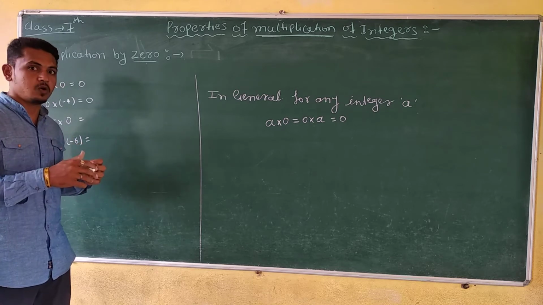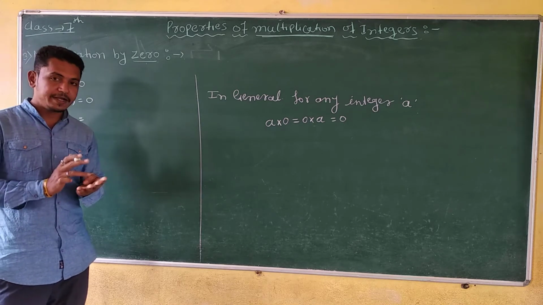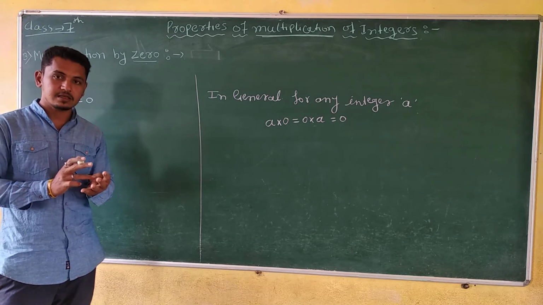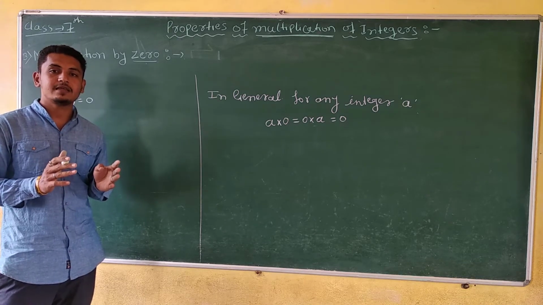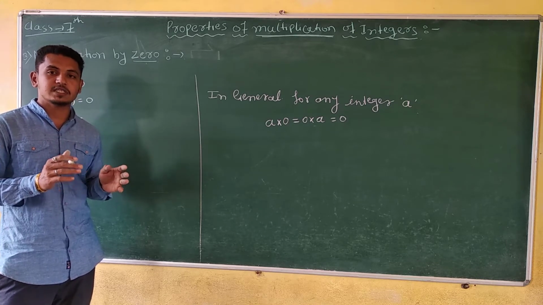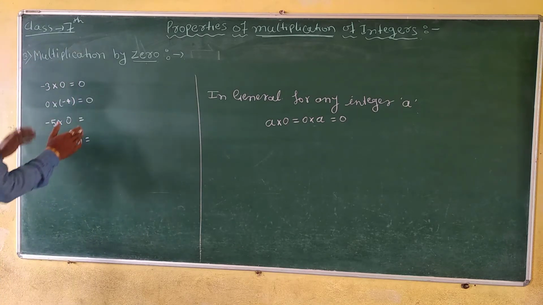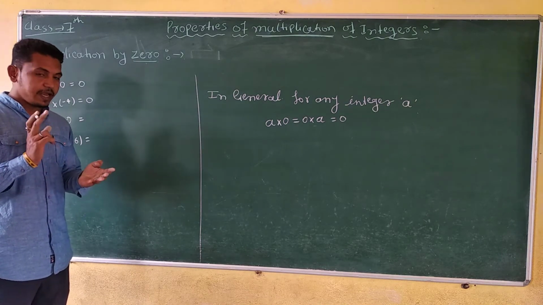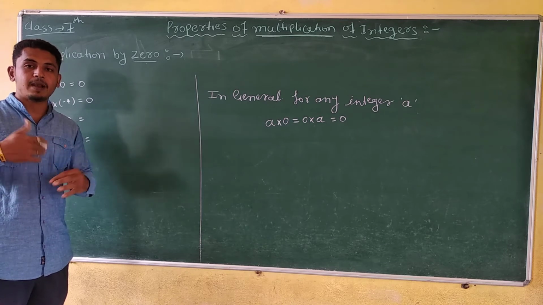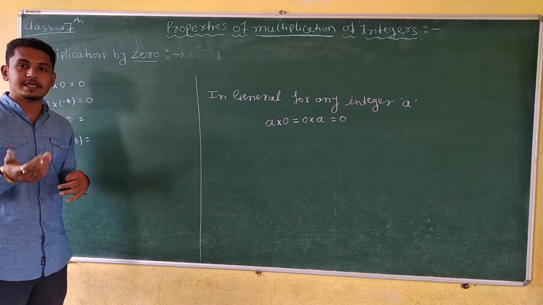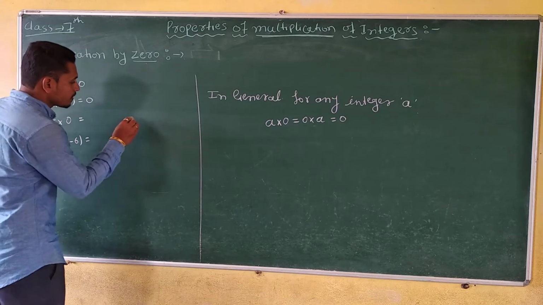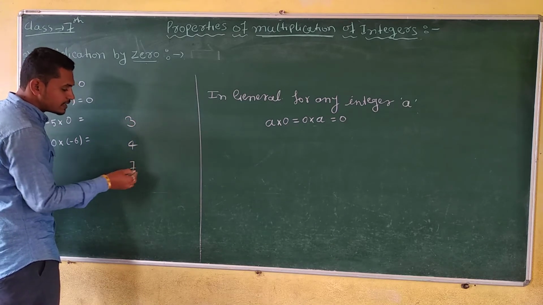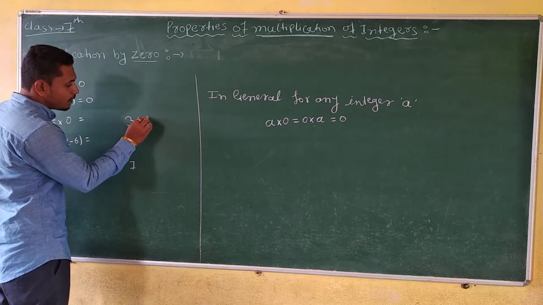The product of any integer and 0 always gives 0. See this pattern. You already know that any whole number multiplied with 0 also gives 0. For example, 3 is a whole number, 4 is a whole number, 7 is also a whole number.